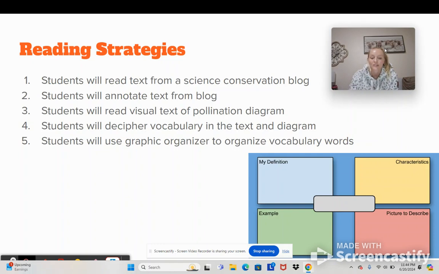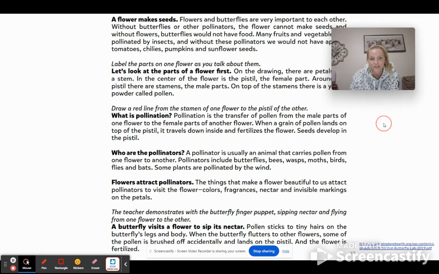Students will also decipher vocabulary in the text with the visual diagram and using a graphic organizer like the Frayer model that I have here on this slide. And I will model how to use the Frayer model with the word pollination. Students will work on processing the definitions and vocabulary words so they can better comprehend them. And I will support students as they need help with the Frayer model and vocabulary words.